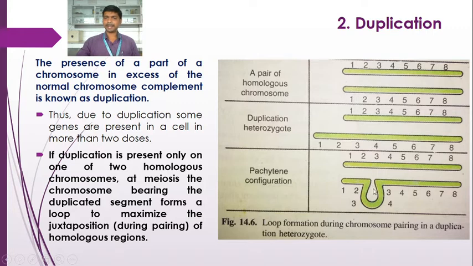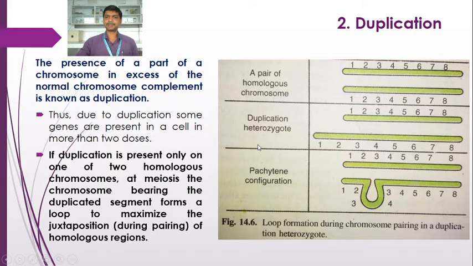So during pairing it forms a loop. This is one of the ways of detecting duplication. When we see the pachytene configuration, these duplicated regions form a loop. Okay, so this is all about the duplication.